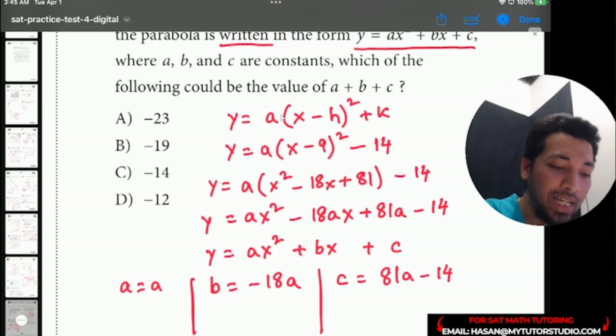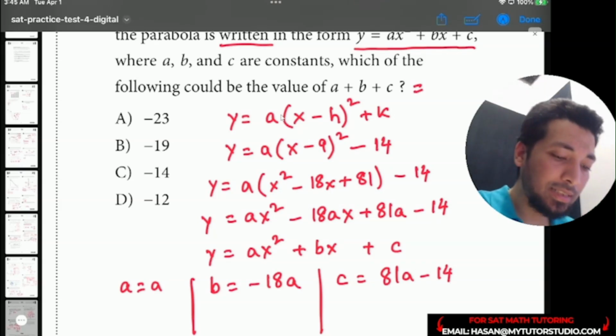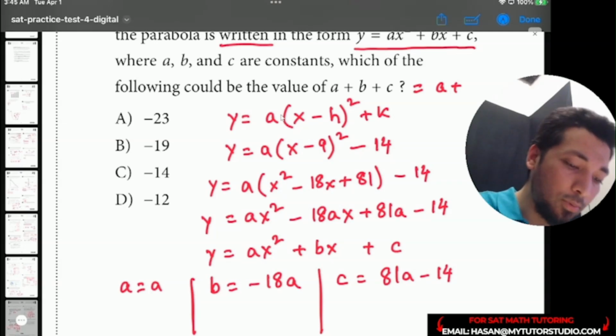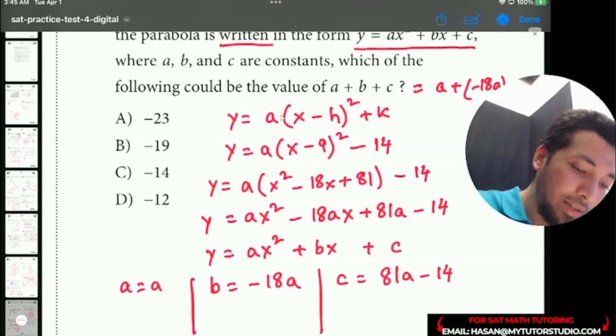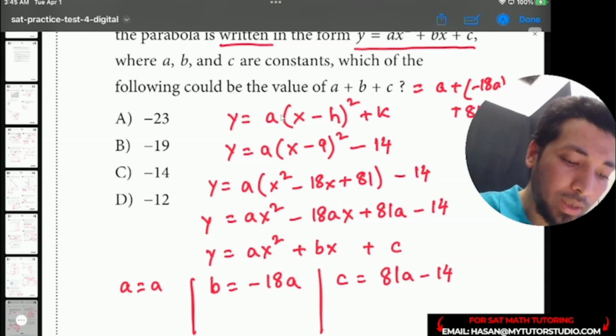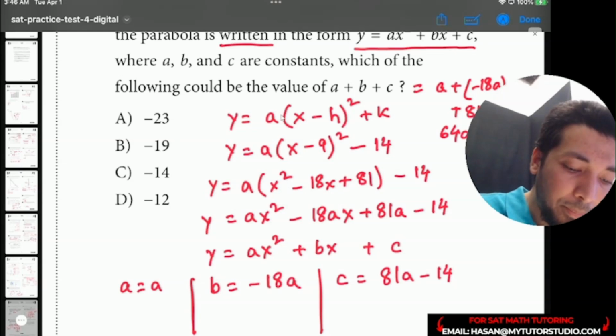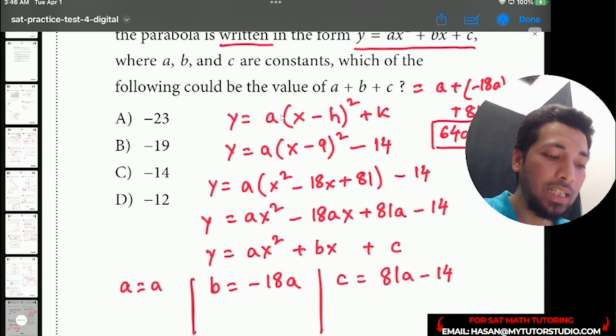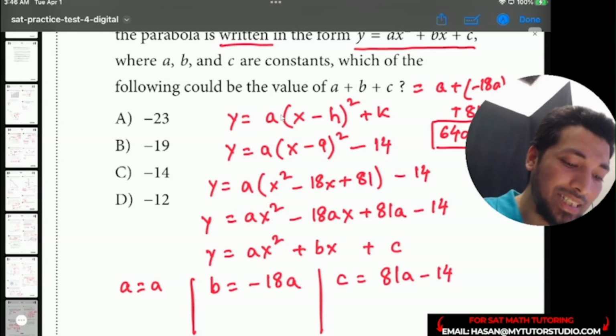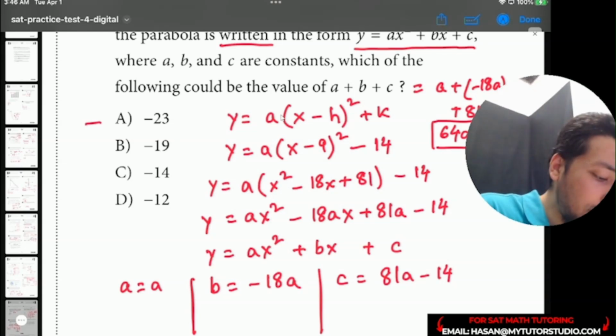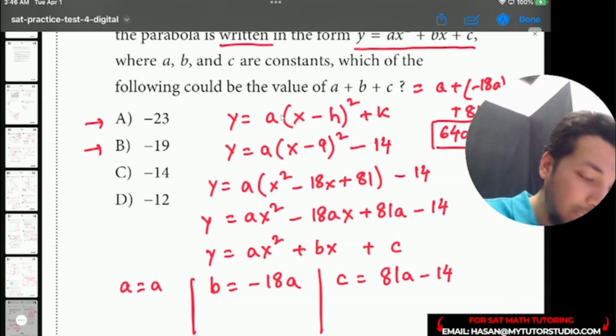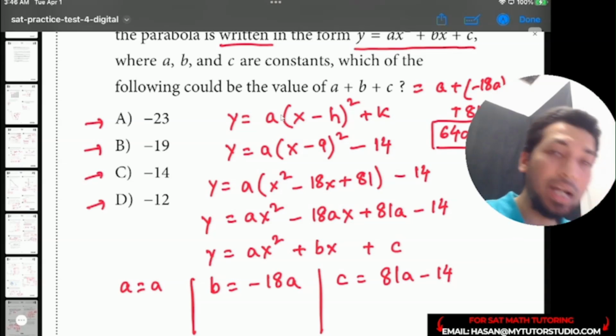So I need to find a plus b plus c. So a plus b is now negative 18a, and c is 81a minus 14. So that is 64a minus 14. So this 64a minus 14 is equal to a plus b plus c. And this 64a minus 14 could be either negative 23, negative 19, negative 14, or negative 12.